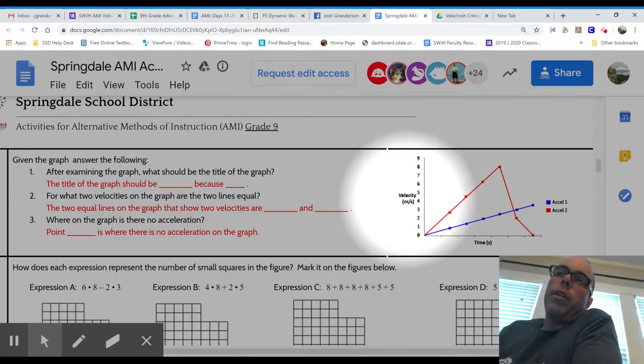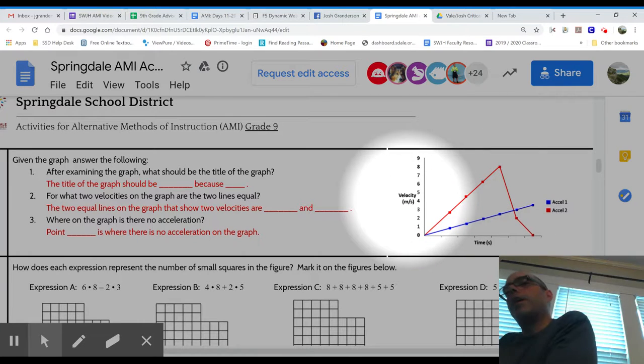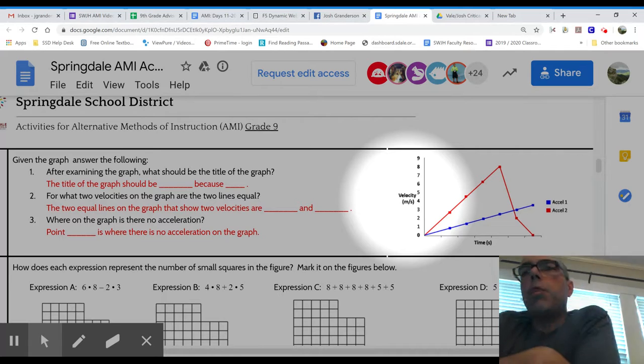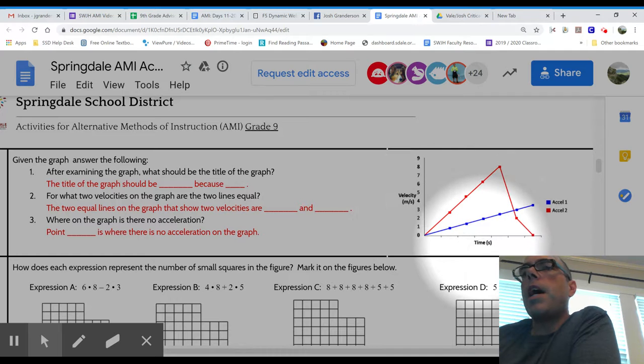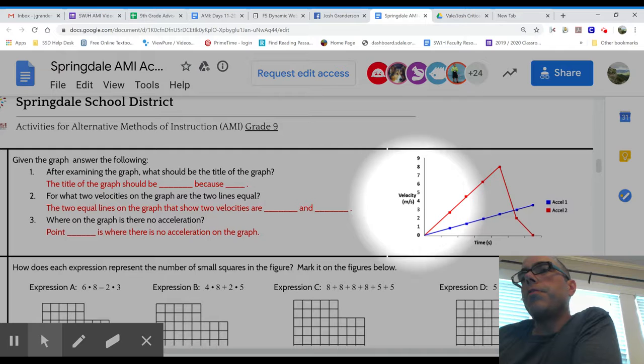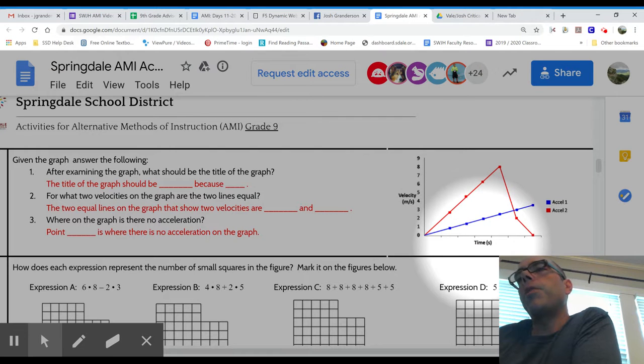And when we go over here and look at it, whenever we title a graph, we should always title it based on what's on the two axes. And we look here and we see we've got velocity on one versus time on the other, on the horizontal axis here. And so this is a velocity versus time graph, and we could title it that way.